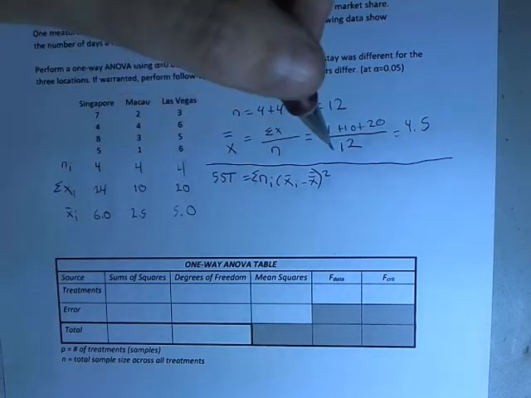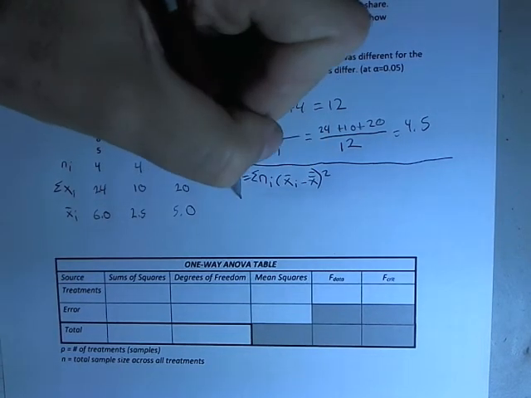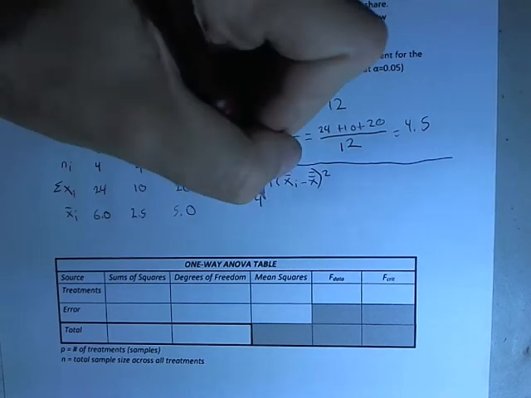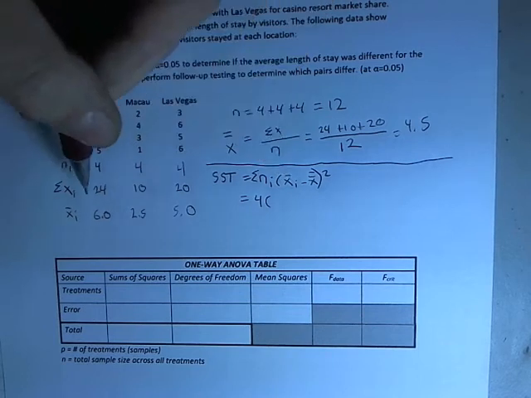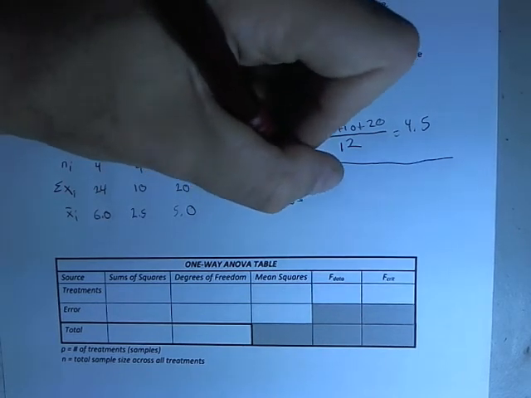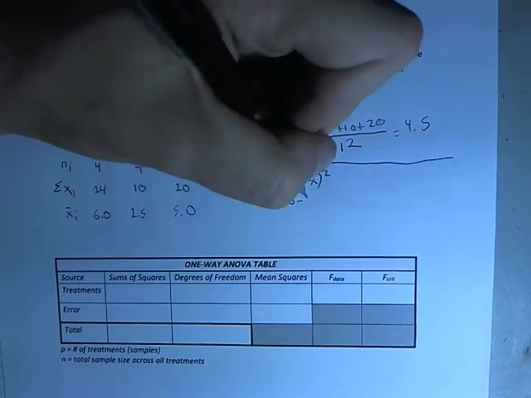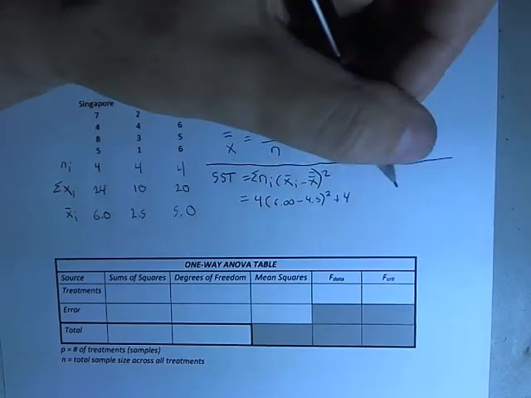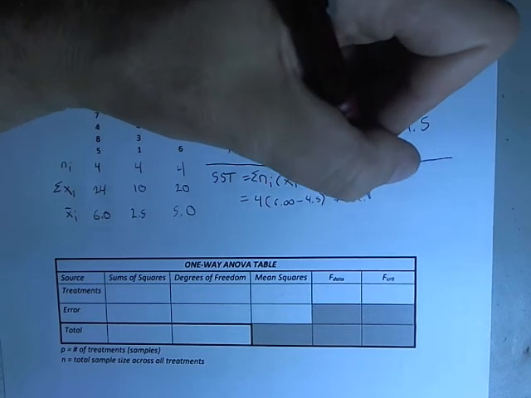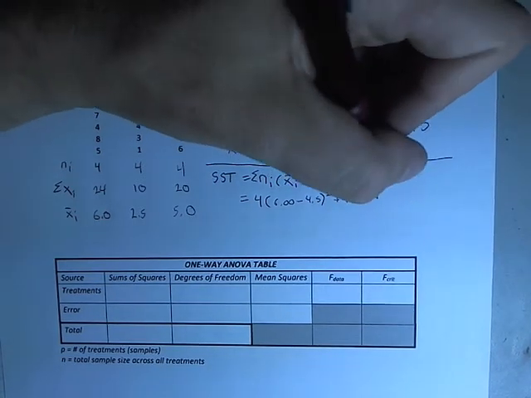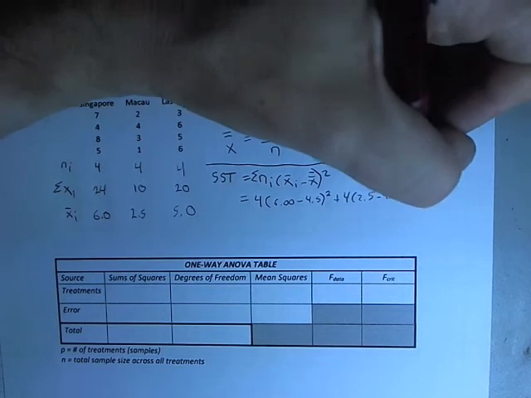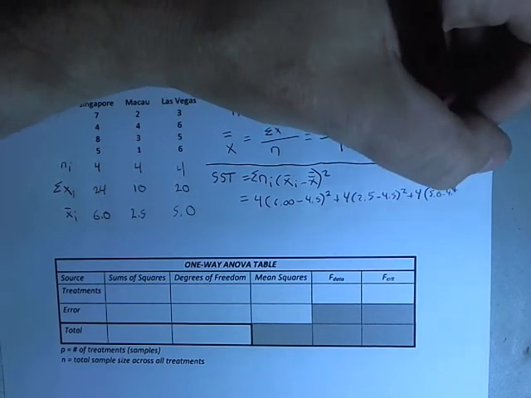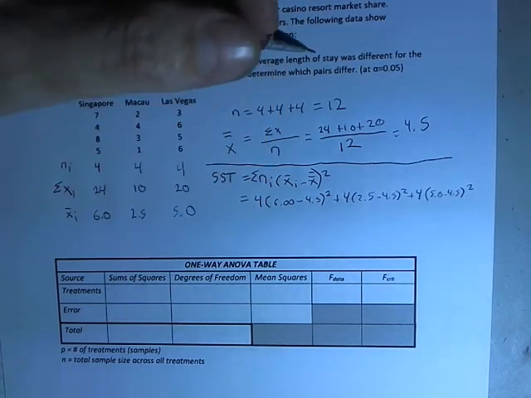And because we have 3 samples, we'll have 3 components going into this summation. So the first sample size is 4 multiplied by the first sample mean of 6.0 minus the overall sample mean of 4.5 squared, plus 4 times the second sample mean minus 4.5 squared, plus 4 times the third sample mean minus the overall sample mean squared.